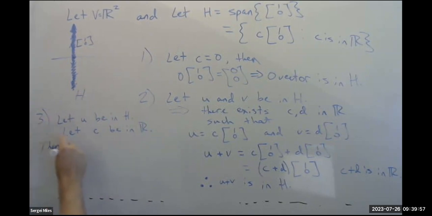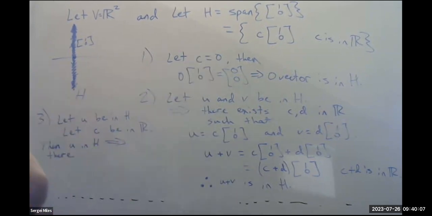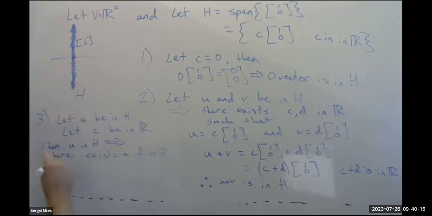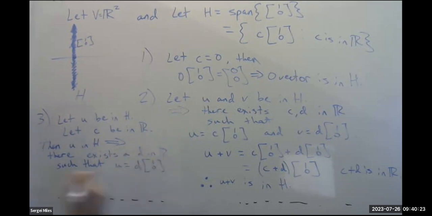Then U in H implies what? Well, it implies that U is in the span of (1, 0), which means U is a combination of (1, 0). So there exists a D in R such that U equals D times (1, 0).